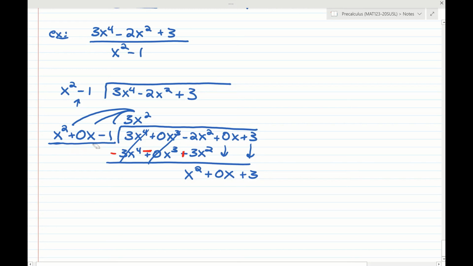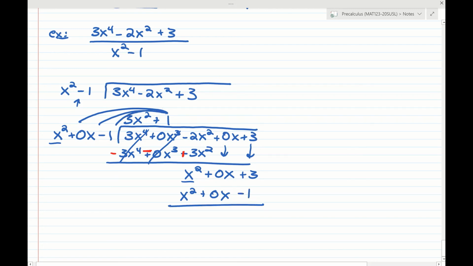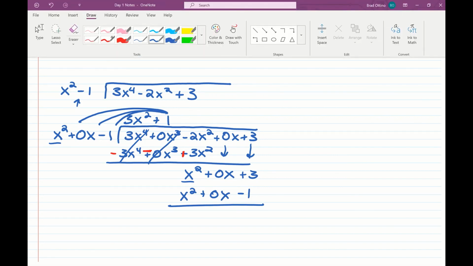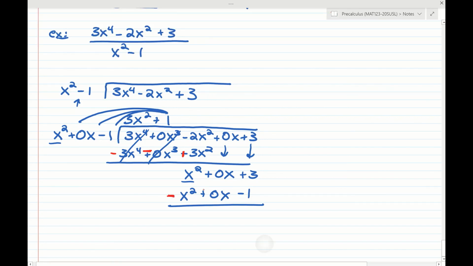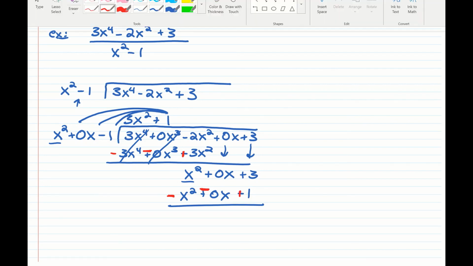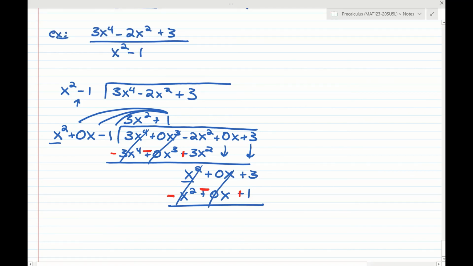Okay, so let's do that same process over again. x squared times what is x squared? Well, it's just 1, right? 1 times x squared is x squared. 1 times 0x is just 0x. And 1 times negative 1 is just negative 1. But we have to always subtract. That's where some people forget. So I'm going to put a subtraction sign here. I'm going to put a subtraction here. And when we subtract the negative 1, it just turns into addition. So this cancels, we get a remainder of 4. So we write our answer, 3x squared plus 1 plus the remainder over the divisor.